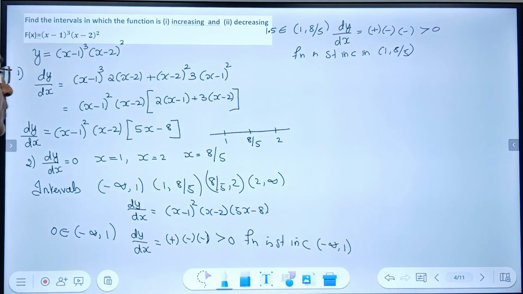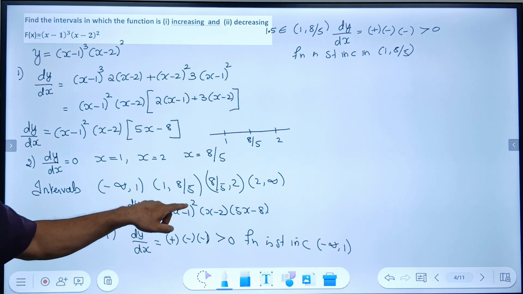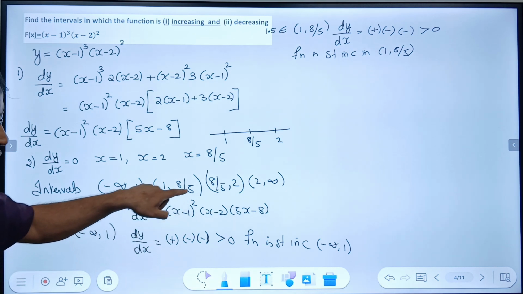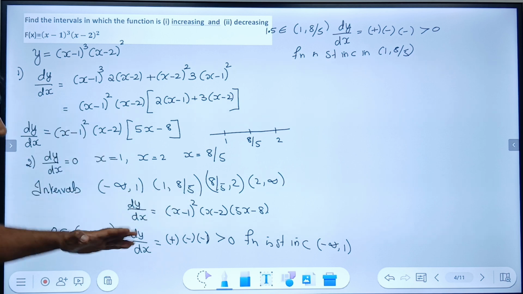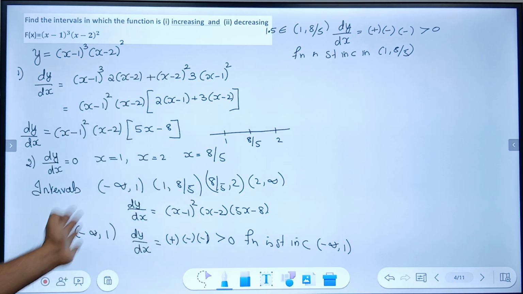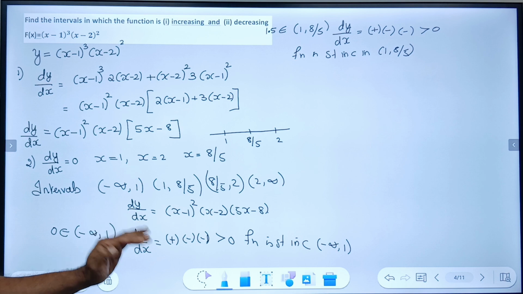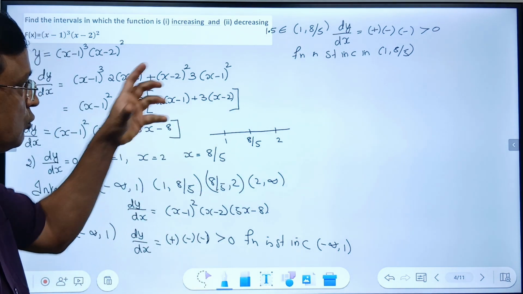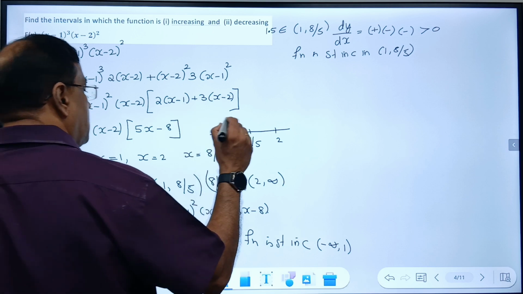Actually, this is very obvious because of (x minus 1) whole square, the turning point happens at 1. Since it is whole square, it is going to continuously increase on the left side of 1 and on the right side of 1 also. We'll write the conclusion later. First we'll come back to the problem.